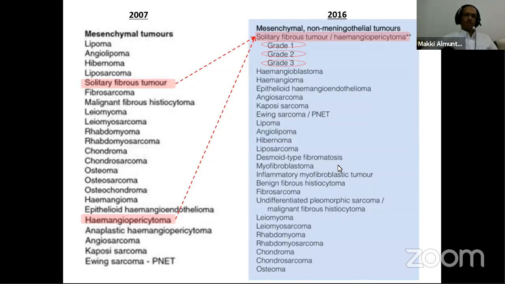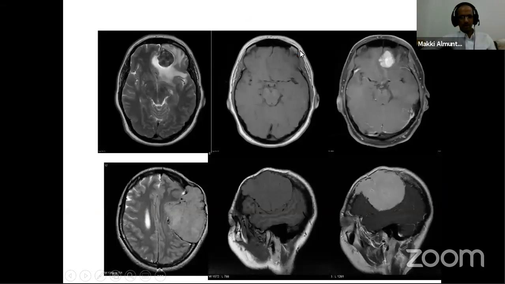Then we move on to other mesenchymal tumors. In the previous classification, it was separated into two different entities, solitary fibrous tumor and hemangiopericytoma. In 2016, it was put under the same entity, and it was graded into 1, 2, 3 based on the malignancy, as I will show in examples. This is a patient with solitary fibrous tumor, with well-defined surrounding edema and homogeneous well-defined enhancement. This is WHO grade 1.